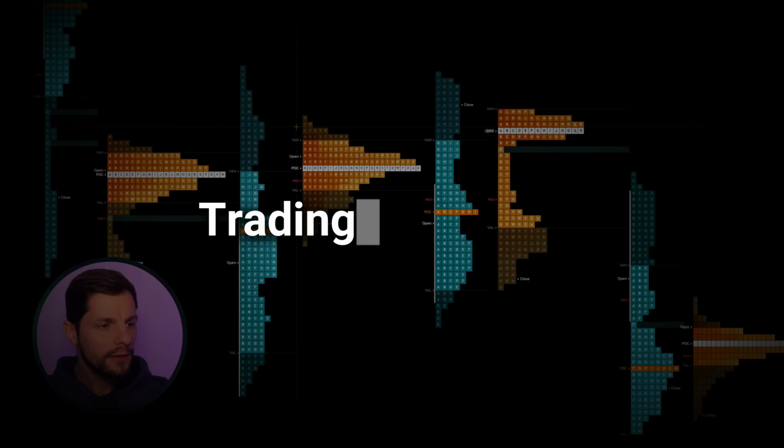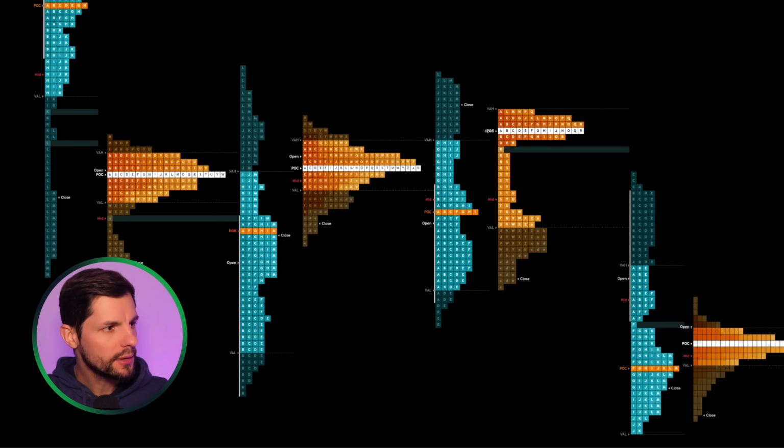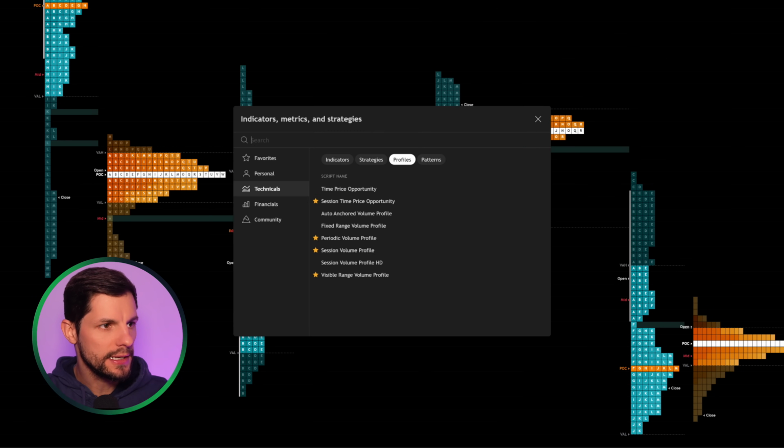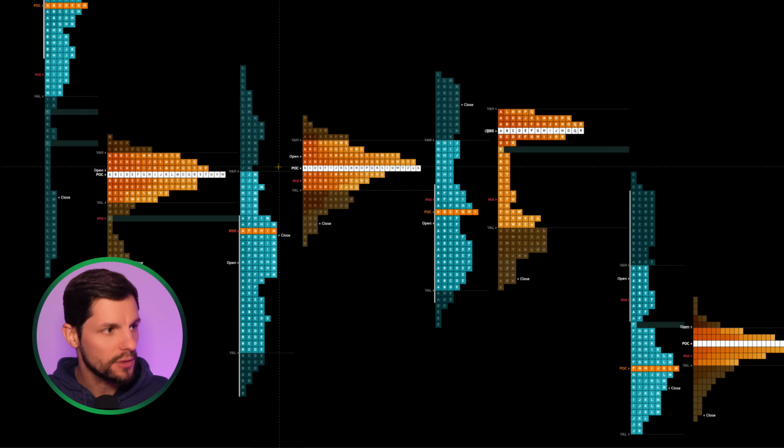And finally, the TradingView setup. So once you have the premium, then you can head over to the indicator section on your charts, go to technicals, go to profiles, and here we're going to select the session time price opportunity. So this is the market profile, and because it's session, this means we can actually input whatever times we need.